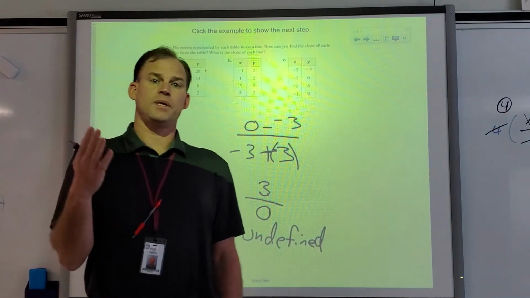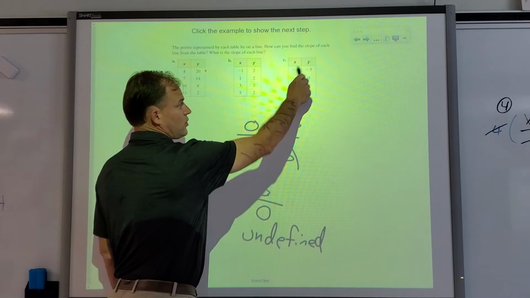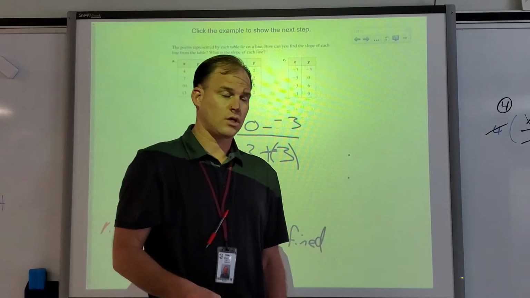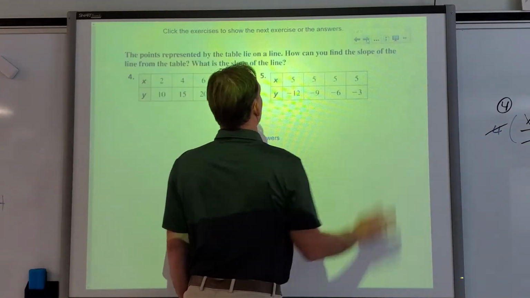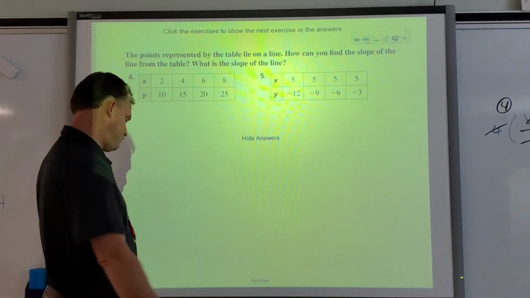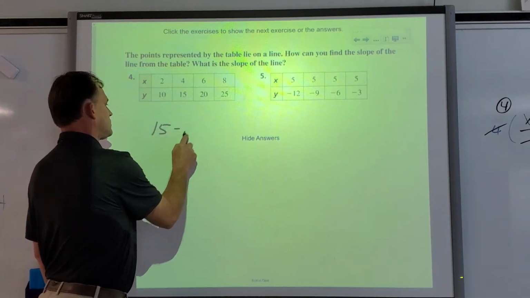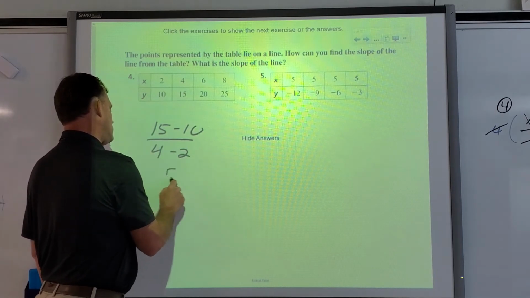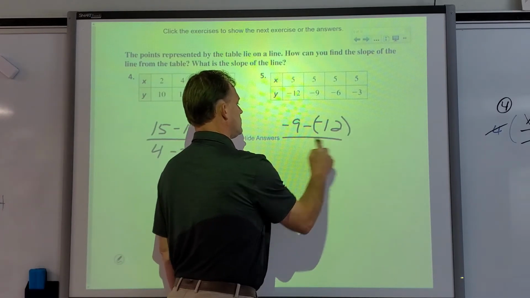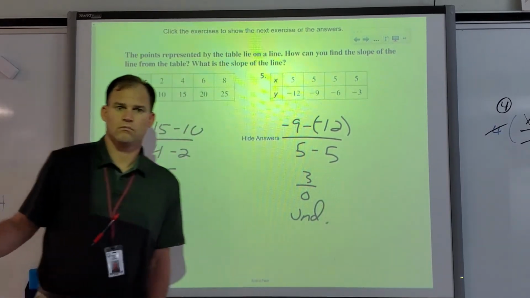What kind of line gives me an undefined slope? So this is a vertical line. And again, if I look at this graph, negative 3, it's going to be a bunch of points that line up vertically. All right? So find the slope of these two lines. Questions?